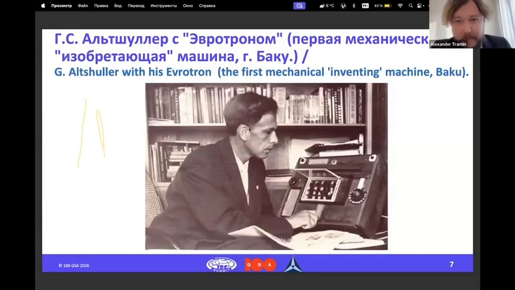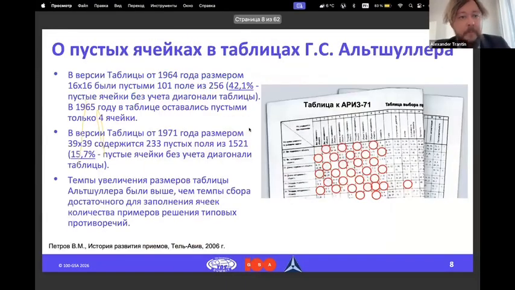Again, we are moving on. We are building on the ideas laid down by Altshuler, and in our work, we are actively using these computing machines.